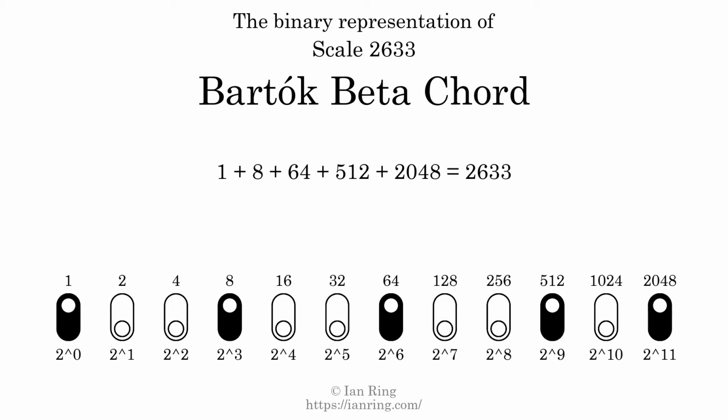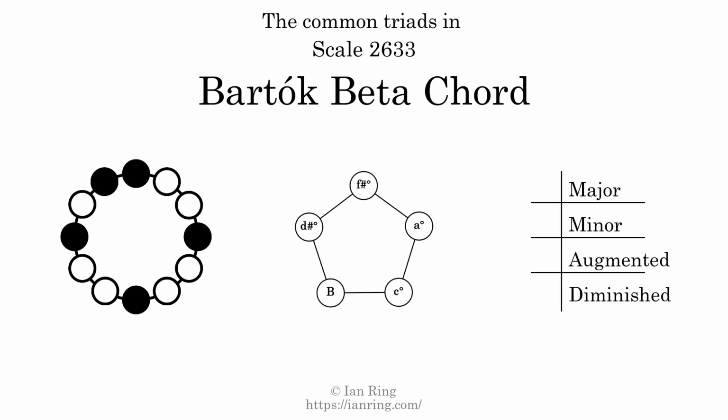2633. The scale number not only enumerates the scale with a unique index, but it also literally describes the tonal content of the scale. Represented as a binary number in base 2, the scale number is 101001001001. Here are the common triads present in this scale.